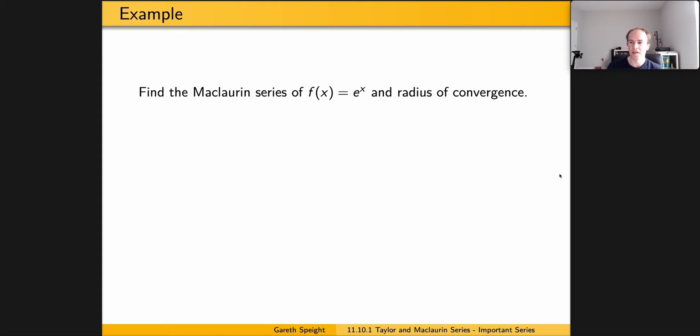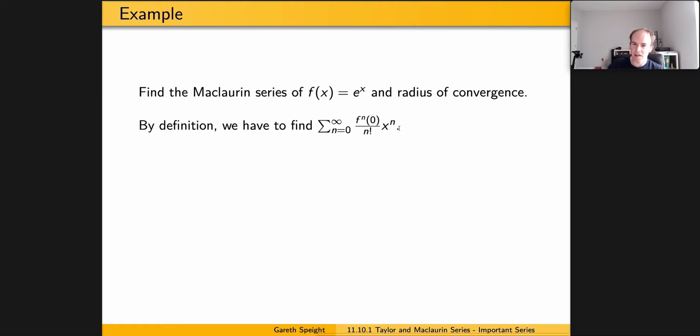So let's see an example. Let's take maybe the simplest function for calculus, which is e to the x. Let's find the Maclaurin series of e to the x and the radius of convergence. All it means to find the Maclaurin series is to go back to the formula in the previous slide with a equals 0. So that's the sum of f^(n) of 0 over n factorial times x to the n. And the unknown here is just f^(n) of 0. This is the thing we have to calculate and then plug into our equation.